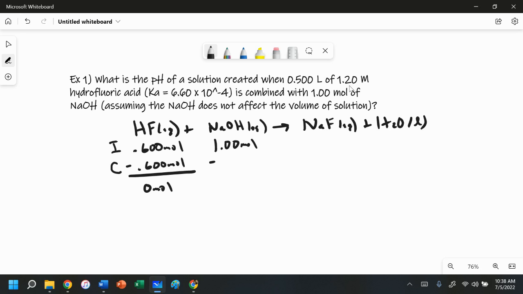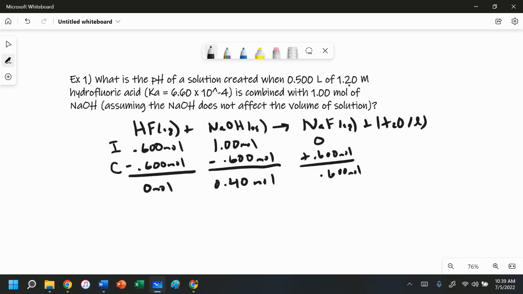And then in a 1-to-1 ratio, we're going to lose 0.600 moles of our excess reactant, which is going to give us 0.40 moles of sodium hydroxide left over after our reaction takes place. So we have extra sodium hydroxide left over. For our sodium fluoride, we have none initially. We're going to gain 0.600 moles of sodium fluoride.